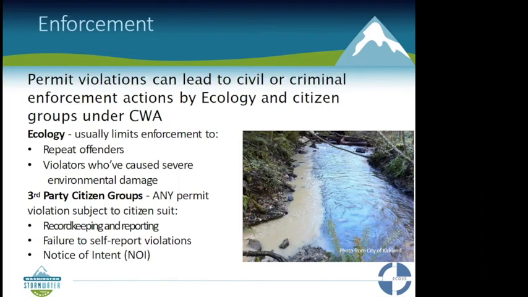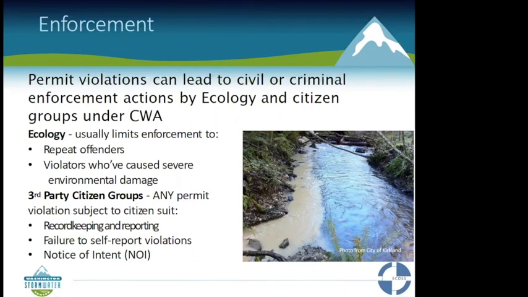And those lawsuits can get extremely expensive, and you do not want to get into that position. So if you can stay out of that, that would be good. Those citizen groups, it's any permit violations subject to the suits, record keeping and reporting, I've seen those, failure to self-report those violations, and if you don't send in a notice of intent.